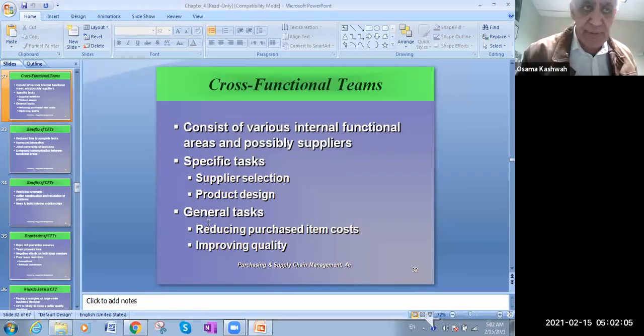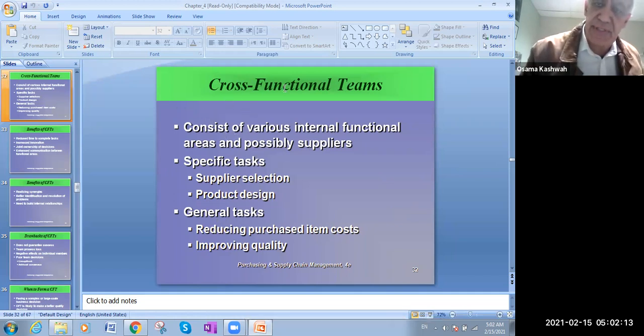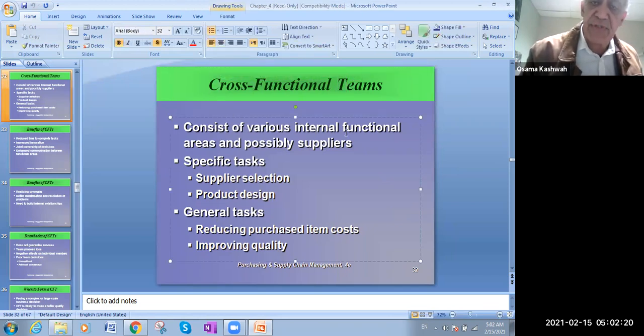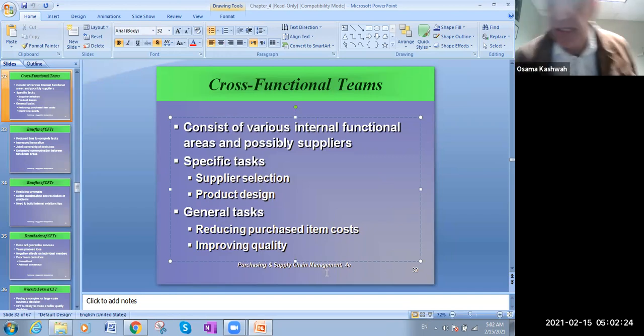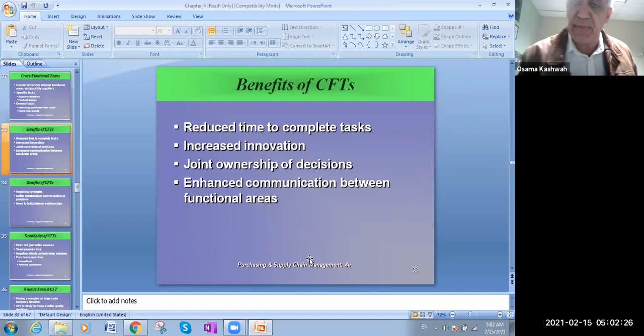the teams. Using the teams at work is very important. So we have here the cross-functional teams, and the abbreviation is CFT. CFT consists of various internal functions. They are working, like we said before, the teams are built on achieving a task.